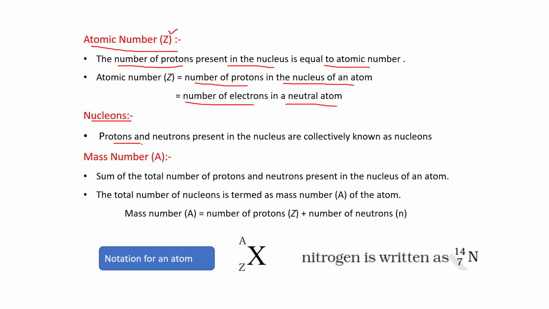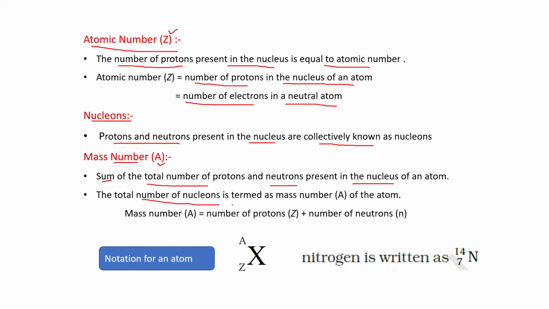Nucleons. Protons and neutrons present in the nucleus are collectively known as nucleons. Mass number represented as capital A. Sum of the total number of protons and neutrons present in the nucleus of an atom. Total number of protons and neutrons, and as we know, protons and neutrons are known as nucleons. That's why we can say number of nucleons are equal to mass number.